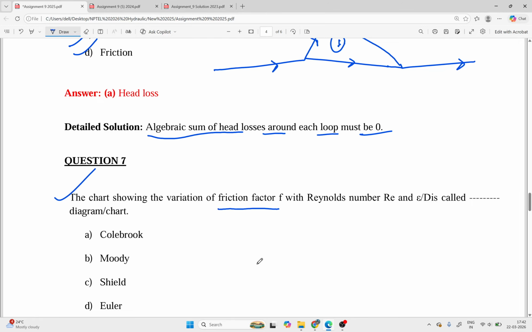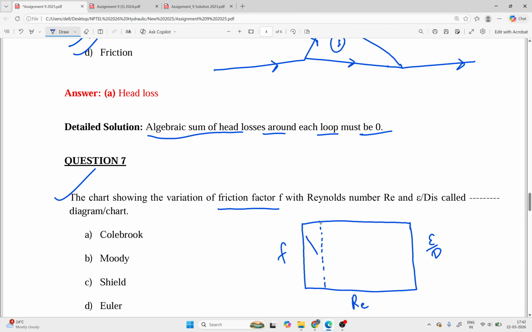So here is your diagram, such a type of chart you will see in your fluid mechanics book. Here is epsilon by D, then here your Reynolds number, then your f. In the laminar flow, it is like that, then the diagram is like that. Hope you are able to relate.